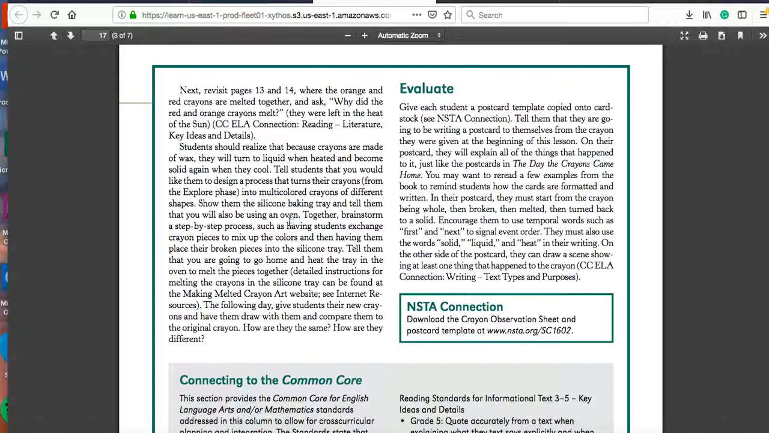By using a silicone baking tray, students brainstorm a step-by-step process of how to create these different types of crayons. Students can break up pieces and mix different colors in the tray, and the teacher would tell the students that she would take the tray home, heat it in the oven, and give it back to them, and the students would be able to draw and manipulate their new crayons.